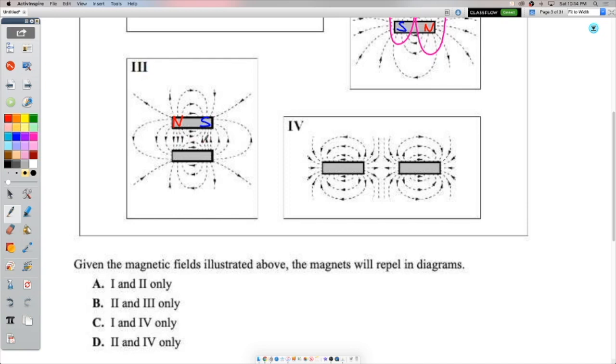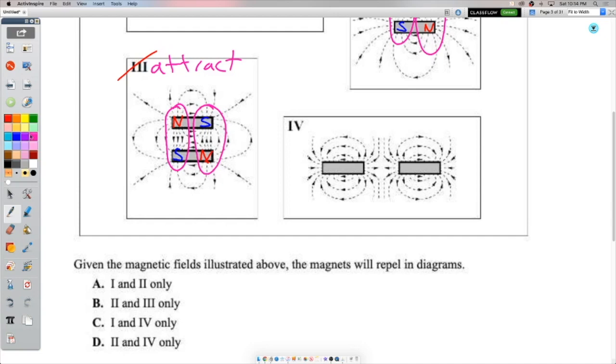But anyway, here, okay. Where are they leaving? Where are they entering? Well, look, this guy's leaving here. These are leaving here. So that's north. Okay, they're entering here. They leave north and they enter south. So what do we have lined up here? We have a north closer to a south and a south closer to a north. So what will these things do? Attract or repel? Those are going to attract. Okay, so our answer will not have 3 in it.